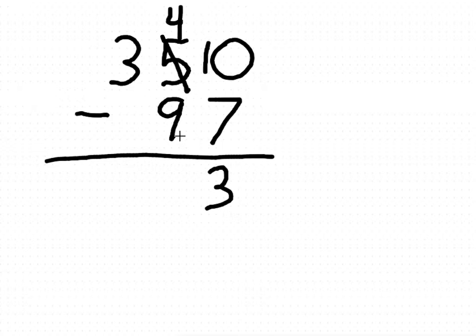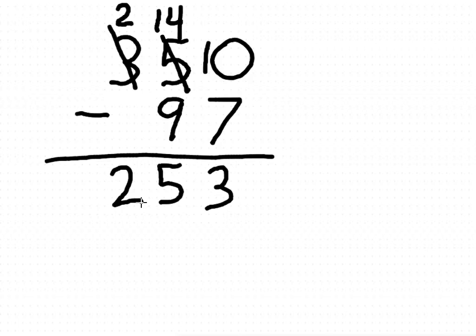4 minus 9, same problem. So I cross this 3 out, turn it into a 2, borrow 1, and I get that this is going to be 14 minus 9 is 5, 2 minus nothing is 2, and I get a final answer of 253.